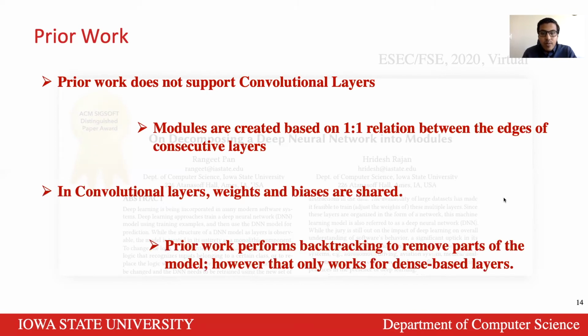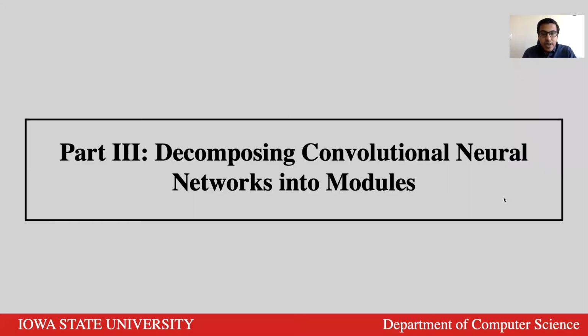Also, the prior work performed a backtracking mechanism to decompose the module, which is only applicable to the dense space layers and not to other layers, for example, convolutional, merge, etc., which are common in convolutional neural networks. To that end, we propose an approach to decompose convolutional neural networks for image classification problems into modules, one for each output class.